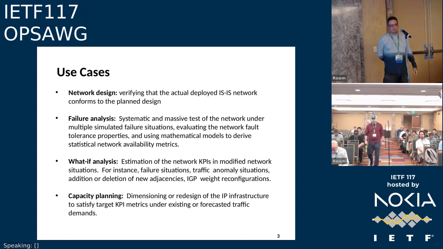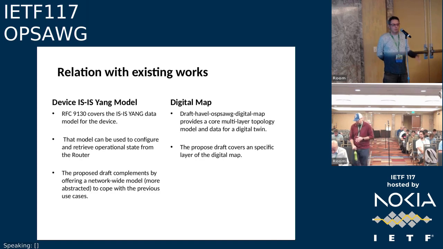Next slide, please. The relation with existing work is that there is already a device ISIS model. That model is just to configure and retrieve information from the router itself. Here, this is complementing it, because this gives you a network-wide perspective. And in the digital map, it puts things into context and complements the rest of the information from the network, so it's kind of complementary.